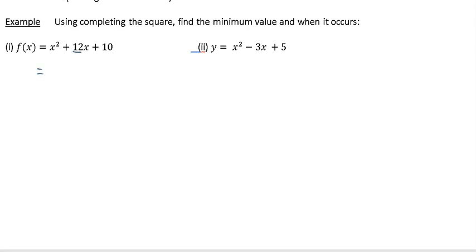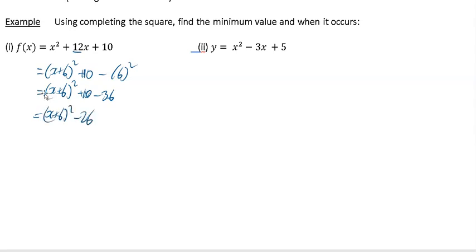So the coefficient of x is 12, so we're going to write this as x plus 6 squared plus 10 minus the 6 squared. Okay, which just tallies up to be x plus 6 all squared plus 10 minus the 6 squared, which is 36, so that's just x plus 6 all squared minus 26. Okay, if we have a look at this thing at the minute, what we have now changed our expression to be x plus 6 all squared minus 26.